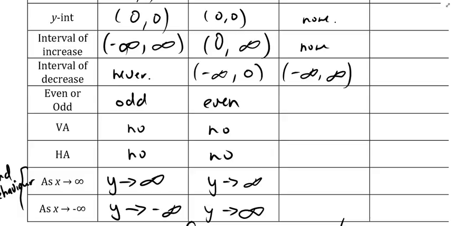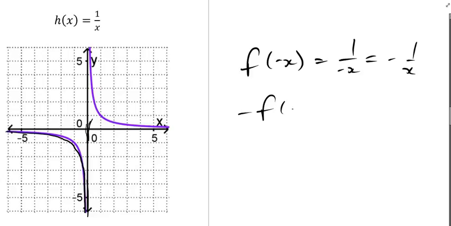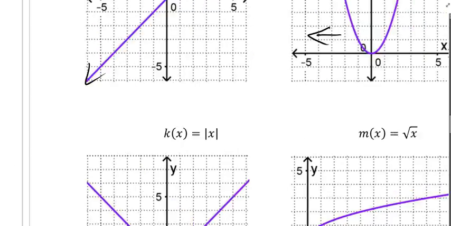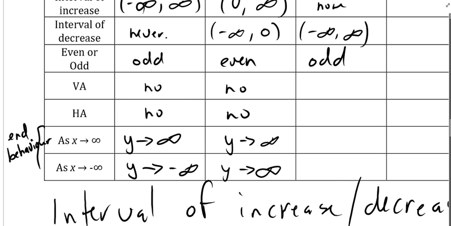Even or odd? See, now we're thinking. Odd. And prove it. Of course, it's odd. Right? Good. Yes, it has a vertical asymptote at x equals 0 and a horizontal asymptote at y equals 0.